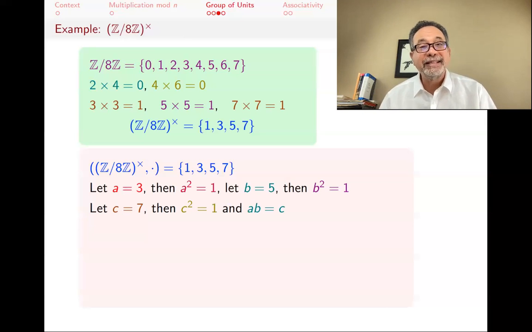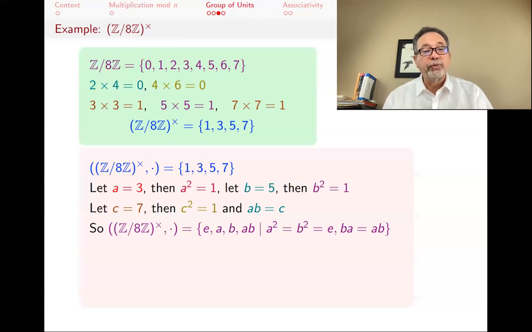What if we find some products? A times B is C. If you multiply 3 times 5, you get 15, but mod 8, that's 7. The group of units of Z mod 8Z consists of 4 elements, but they're not a cyclic group. They're not generated by one thing. They're generated by 2 things.